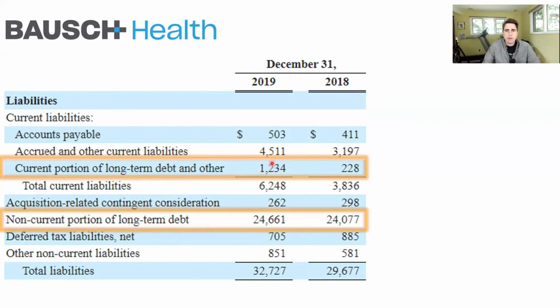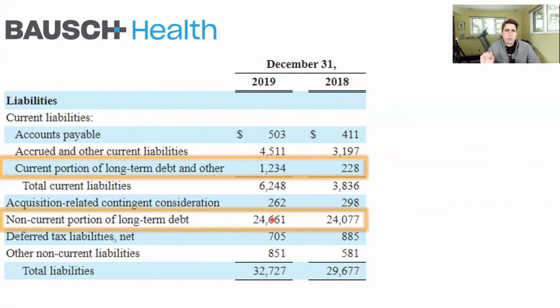So this is the present value here, 1, 2, 3, 4, as of 2019. That's the present value of debt that matures or becomes due within the next 12 months after December 31st, 2019. The 24,661 is the present value of debt that becomes due greater than 12 months from now. When you add these 2 together, you get the total book value of long-term debt.